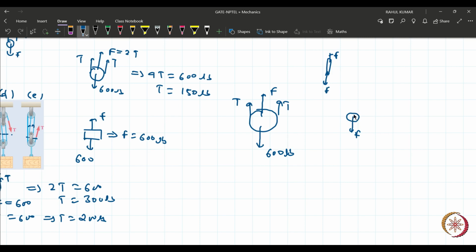Now if you see this pulley, it has two tensions, T and T. Then what will be the value of F? That will be 2T. Now F can be equated with 2T, so there are 4T. 4T is balancing the 600 lb. That's why the answer is 150 lb. Are you with me? Okay, got it. Got it, sir.